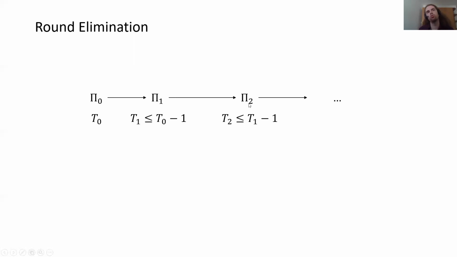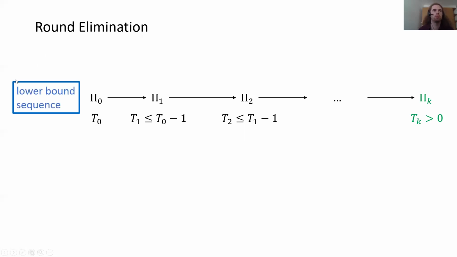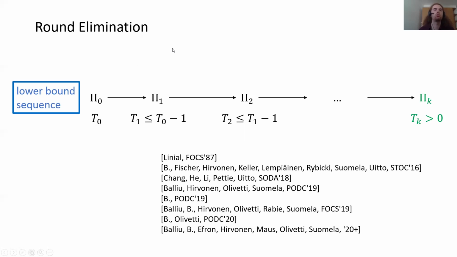Then we find a problem pi 2 whose complexity is at least 1 round less than the complexity of pi 1, and so on. And if we get to a problem pi k for which we can show that it can still not be solved in 0 rounds, then we know, since we lost at least 1 round of complexity in each step, that the initial problem pi 0 must have a lower bound of at least k plus 1. Since this technique is used to prove lower bounds, this sequence of problems is called a lower bound sequence. Such lower bound sequences have been used to prove a number of lower bounds for various problems, most of them in the last 2 or 3 years.